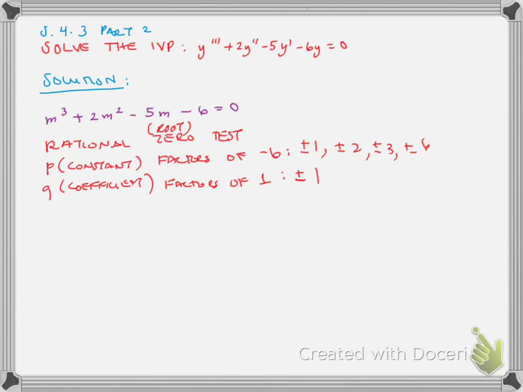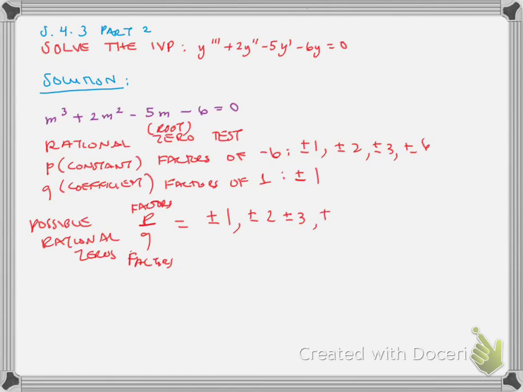And then to find all the possible rational zeros, you take the ratio of P over Q, the ratio of the factors of P and the factors of Q. This is plus or minus 1, plus or minus 2, plus or minus 3, plus or minus 6, all over plus or minus 1. Now, here's the thing. If Q is just 1, then it's just going to be plus or minus 1, and so your answer will just be all the possible numbers in the numerator.